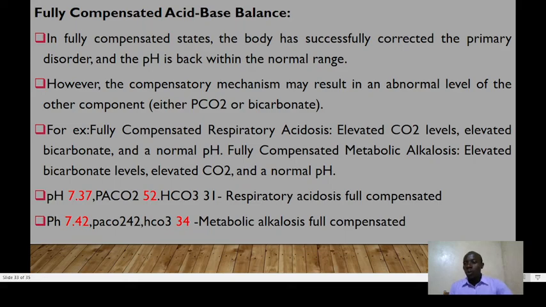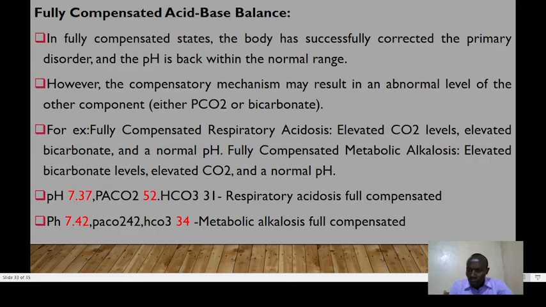When is something fully compensated? It is fully compensated when the body has successfully corrected the primary disorder so that the pH is back within the normal range. However, the compensatory mechanism may result in abnormal levels of the other components, either the partial pressure of carbon dioxide or the bicarbonate. Example here, guys. Look at this one. pH 7.37, partial pressure 52, the bicarbs 31.